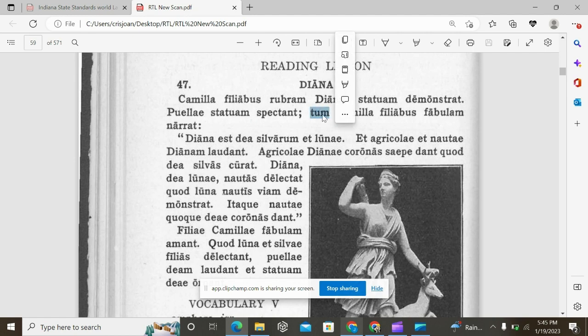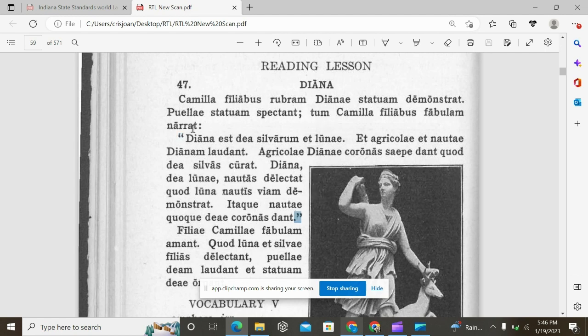Tum, remember tum means then. It shows something that happens kind of sequentially in a story. Tum, Camilla filiabus fabulam narrat. So then, Camilla, again, she is nominative singular, so she's the doer of the action. She narrat, tells, a fabulam, in the accusative singular, to her filiabus. So Camilla tells a story to her daughters. Now we get the story. So we have quotation marks here, and then I think also at the very end of this paragraph.